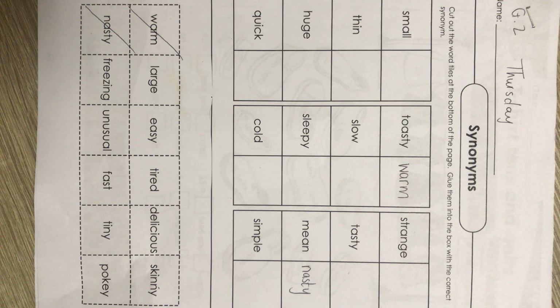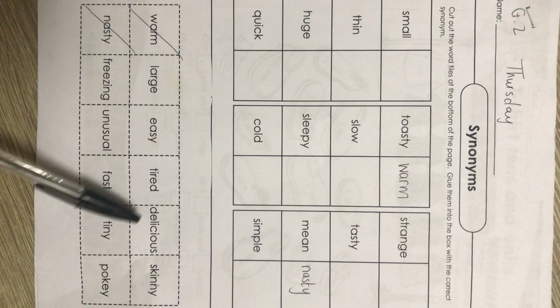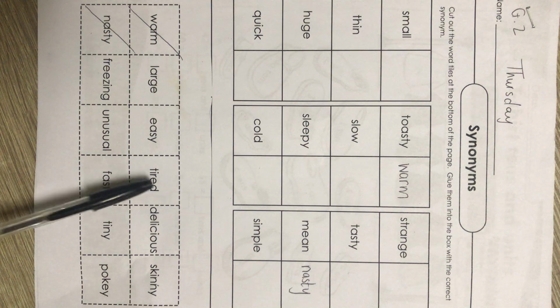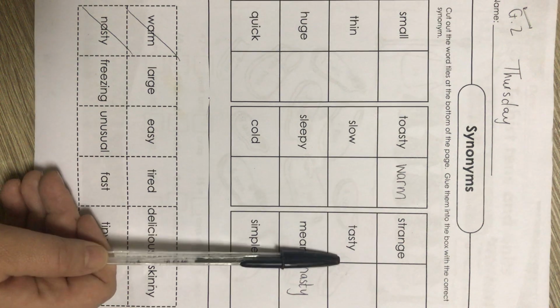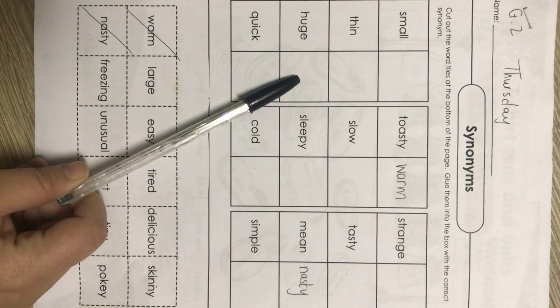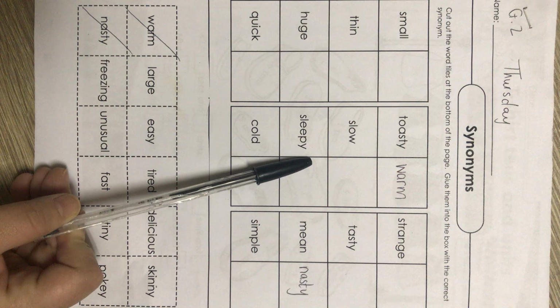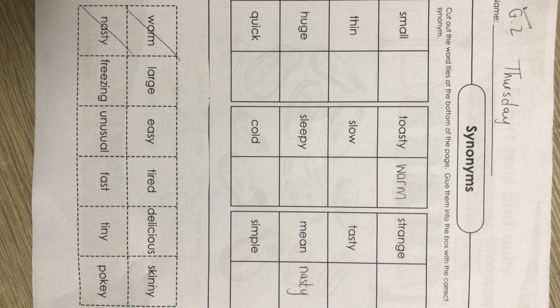Good. The word tired. I am very tired. I'm very small. Does that mean the same as I am very tired? I'm very strange. The word that has the same meaning as the sentence I am so tired is where you paste the tired. I'm so thin. I'm so slow. I'm so tasty. I'm so huge. I'm so sleepy. I'm so quick. I'm so cold, or I'm so simple. Which word has the same meaning as I'm so tired?